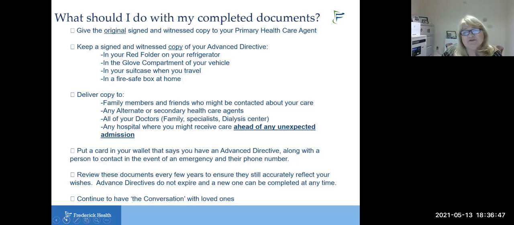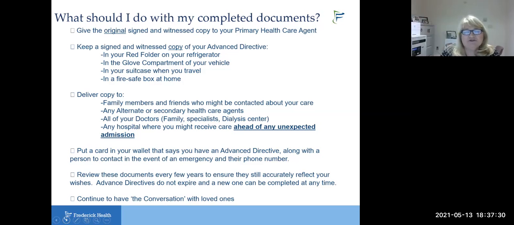You also want to keep a signed and witnessed copy of your advance directive in your red folder on the refrigerator. I think the next time, they're going to be talking about our red folder project in the community. I don't know if anyone can see me, but this is our red folder, and it's a magnetized backing that you put on your refrigerator, and you put all your important documents in there. Some people also keep it in the glove compartment of their vehicle, because that way if they're coming into the hospital or if they're traveling, they have it right there with them. Make sure if you are traveling to put it in your suitcase so that you have it with you. You can also keep it in your file cabinet or fire safe box at home.